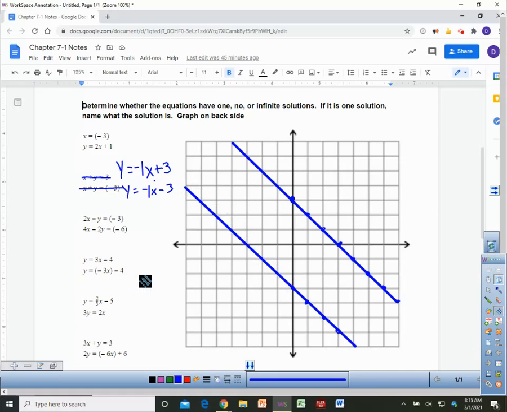So are they intersecting, are they parallel, or are they the same? Parallel. So if they are parallel, that means they will never cross, they will never touch. So my answer is no solution, which would be a 0 with a line through it. So that's number 2.